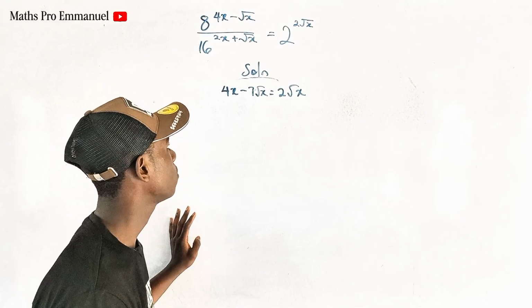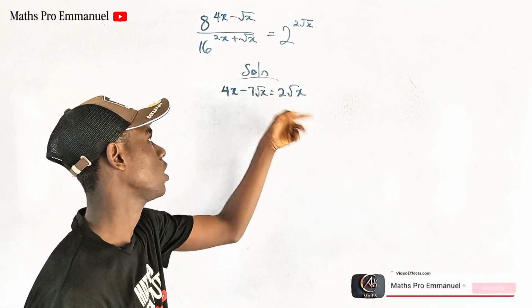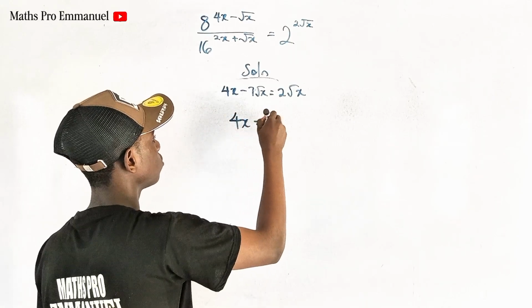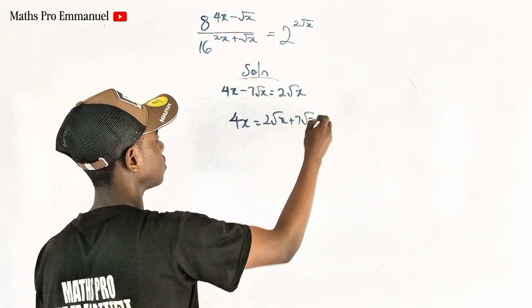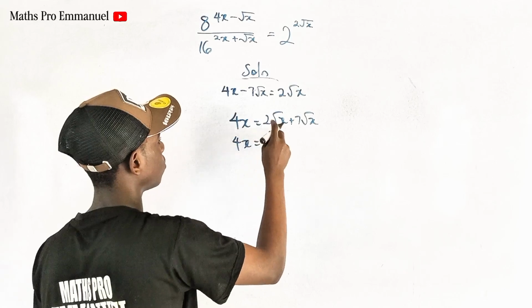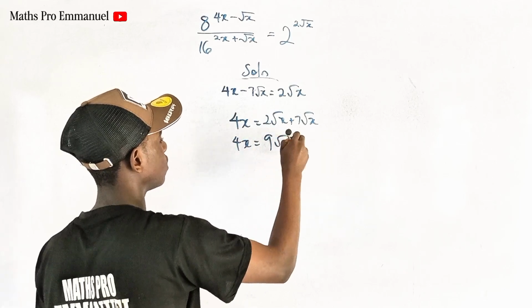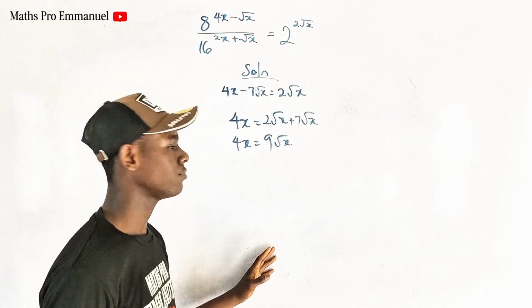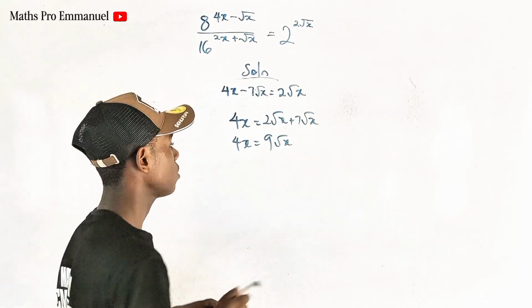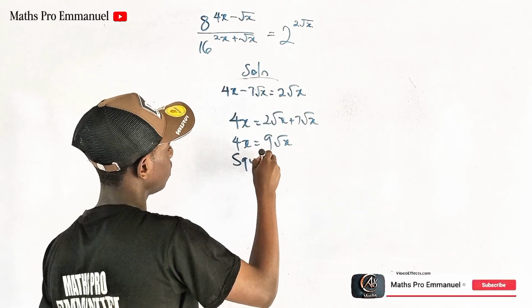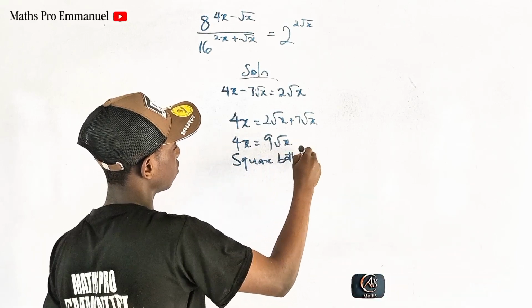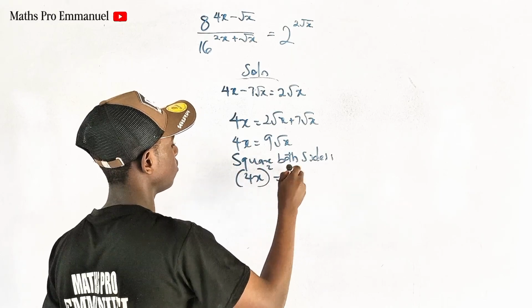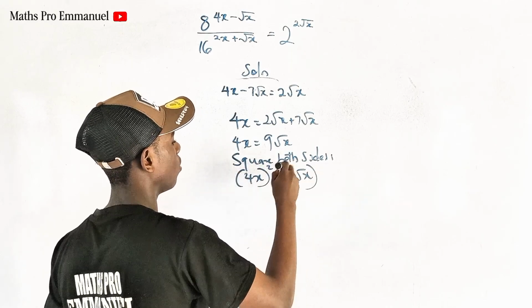So now the next thing is just for me to move minus 7 root x here after equating the index. So I'll have 4x be equal to 2 root x plus 7 root x, which is 9 root x. So when I'm having 4x equal to 9 root x, I'll just need to square both sides. Then I'll have 4x all squared equal to 9 root x all squared.